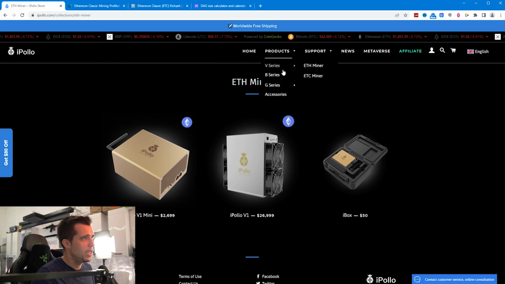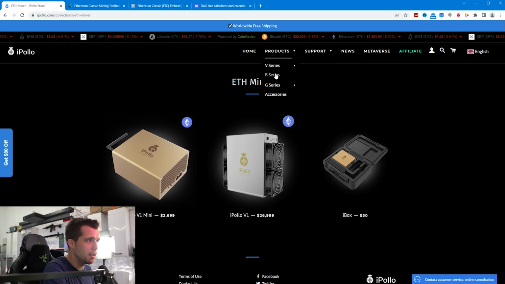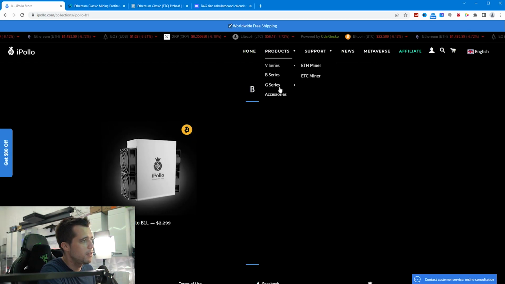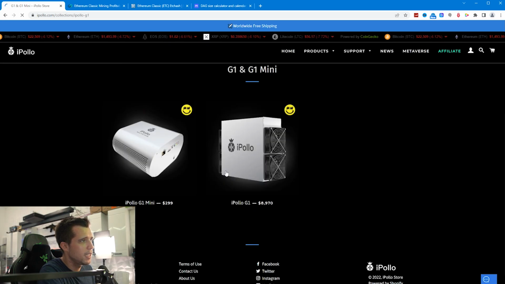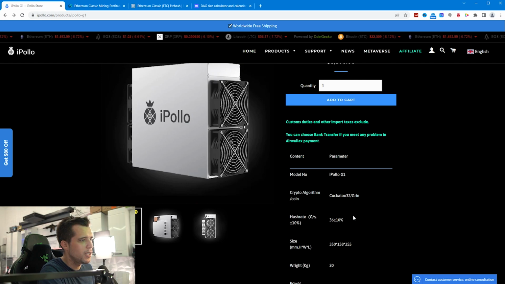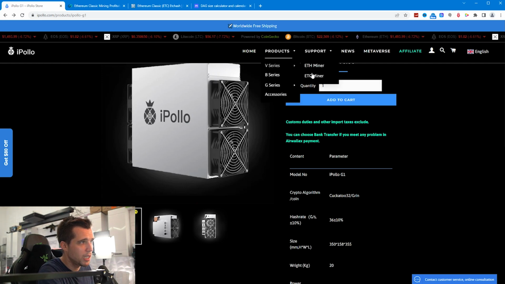And for me, this is really a hobby and this also makes me some good money. Alright, so then they also have the B series and the G series, but as you can see, this is in Bitcoin ASIC, and there we have the G series right over here. So the iPollo G1, for instance, uses the Cuckatoo 32 algorithm, with which it mines the Grin coin.